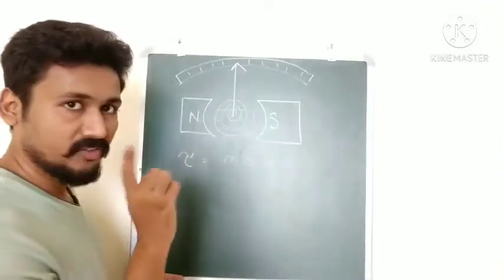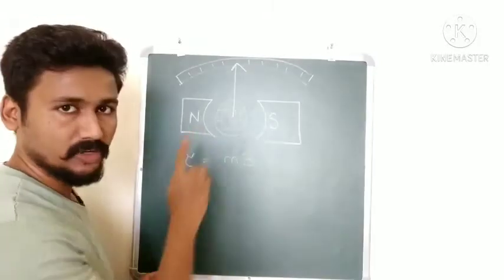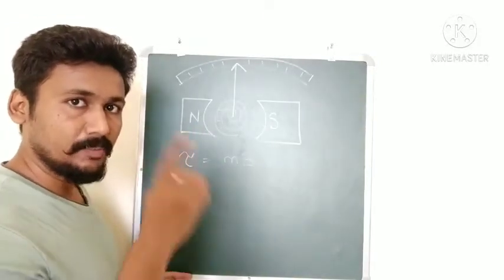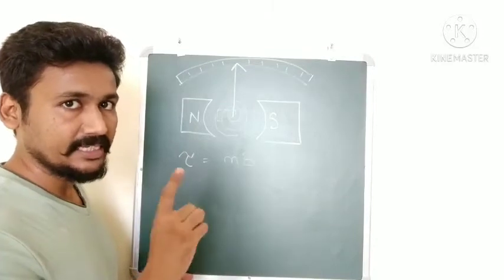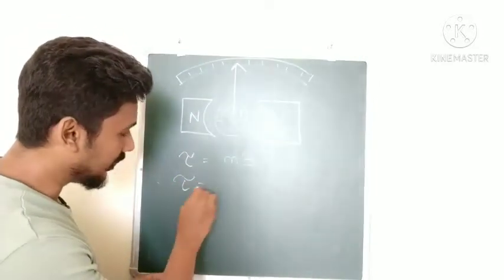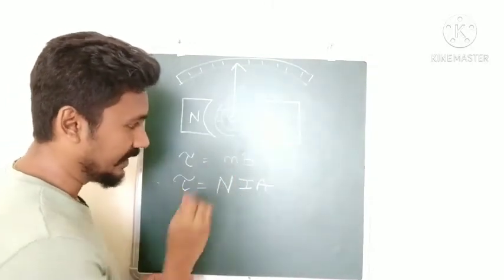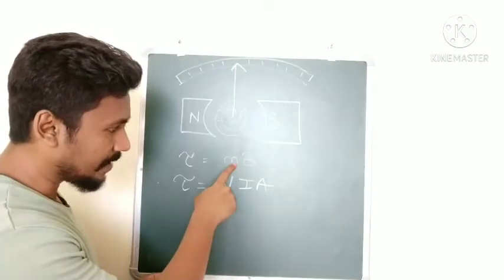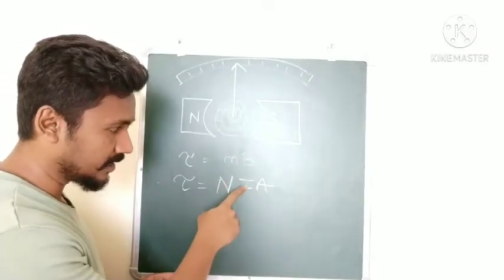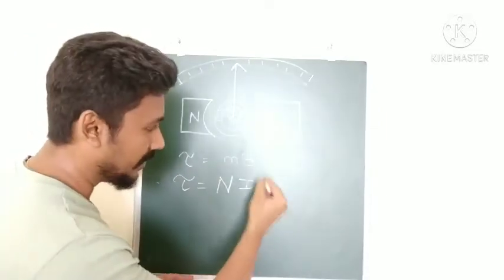Okay, now how do you find out current? Let us say there are n number of turns of the coil. The total current will be n multiplied by I, where I is the current that is flowing through the coil. So we will get torque equal to N I A B, where N times I is the total current, multiplied by the area of that coil, multiplied by B.